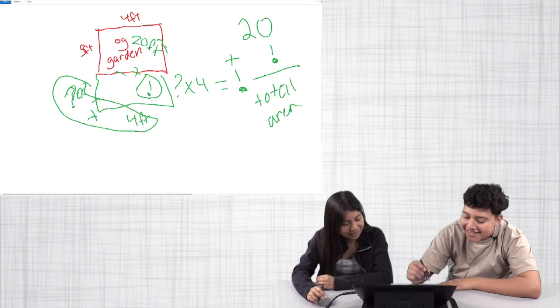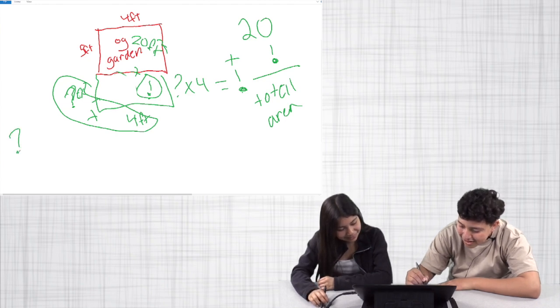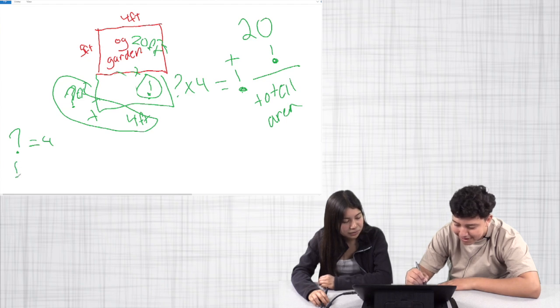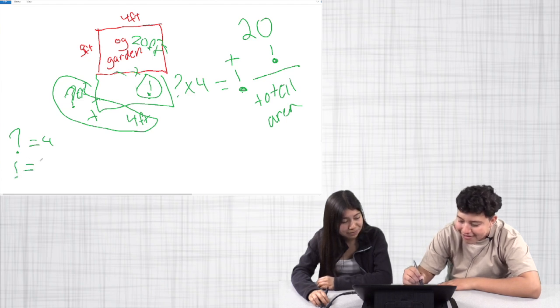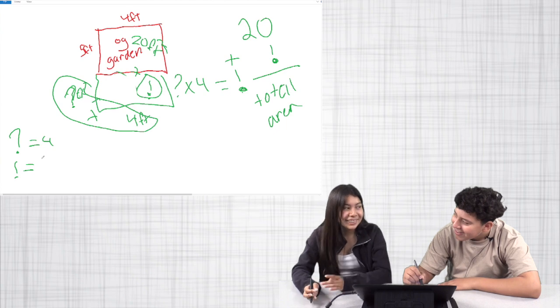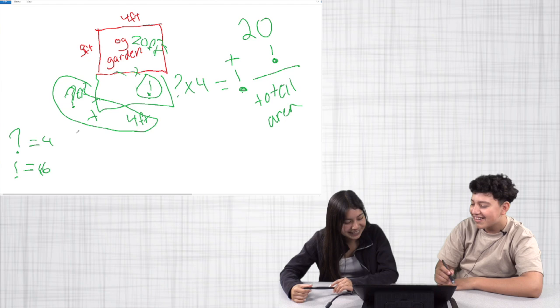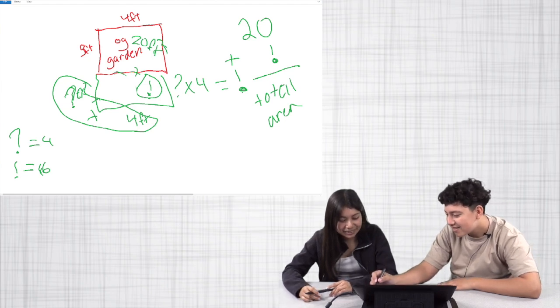The question mark she wants to draw equals 4. Exclamation point equals 16. Alright, do the drawing.